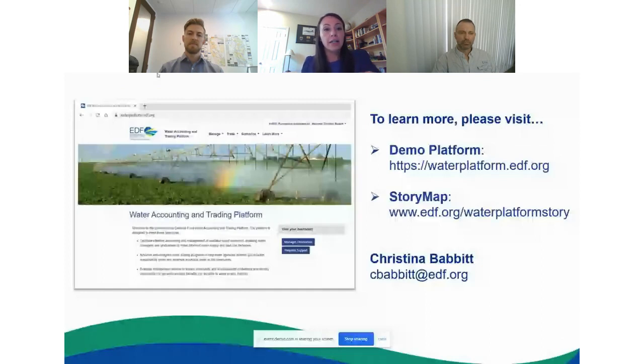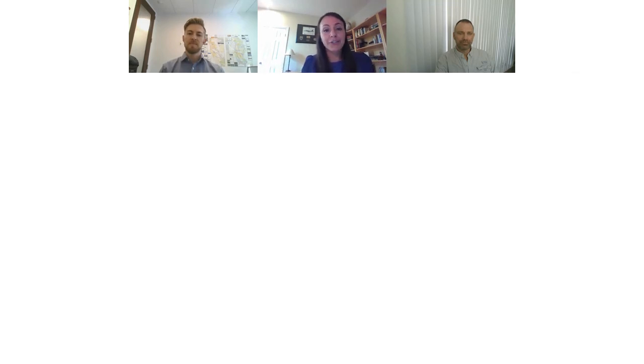This is a screenshot of the accounting and trading platform, and you'll notice EDF branding on this page. What we've done is created a replica of the Rosedale platform, which anonymizes landowner data. So by accessing this demonstration platform, you have full access to the functionality of the landowner pages and the manager pages. You can access that at the first link on the screen and sign up to use that site. And then, as Peter mentioned, we also have a story map, which is a nice short overview of the project. And with that, I'll turn it over to Eric and hopefully more successfully stop sharing my screen.